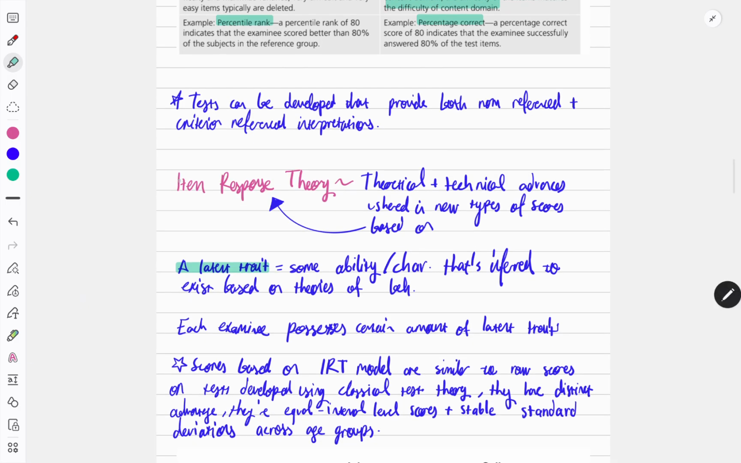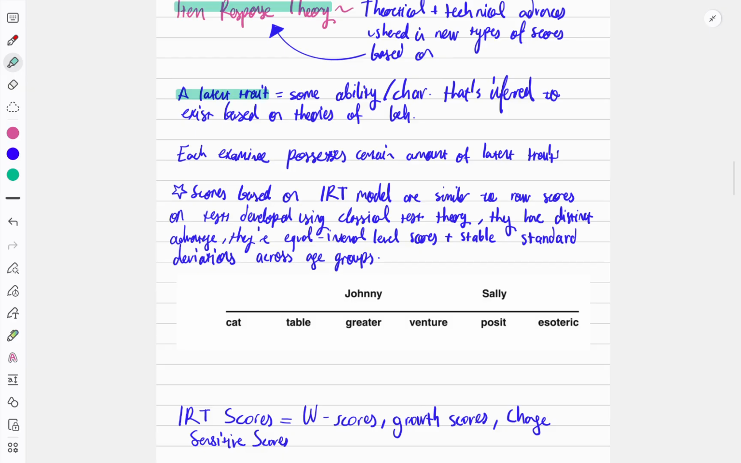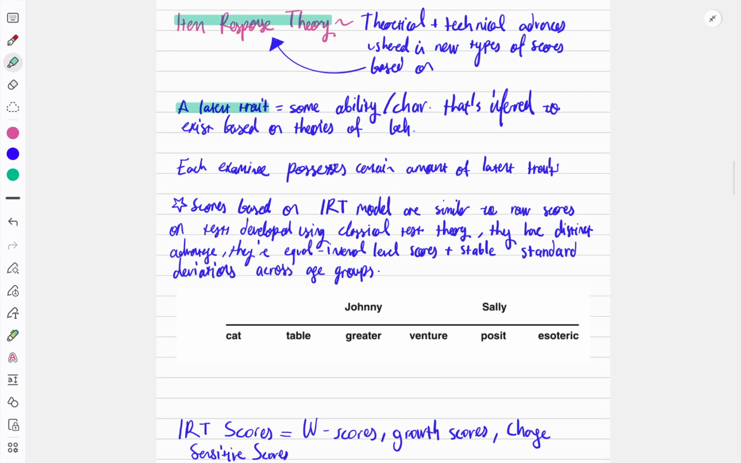And then we have item response theory, which involves theoretical and technical advances used in new types of scores. They're based on item response theory. We have a latent trait, which is some ability or characteristic that is inferred to exist based on theories of behavior. And as you can see, each examinee possesses a certain amount of latent trait. For example, let's say anxiety. Everyone has a certain amount of anxiety, whether it's very low or very high. So yeah, you can see here.